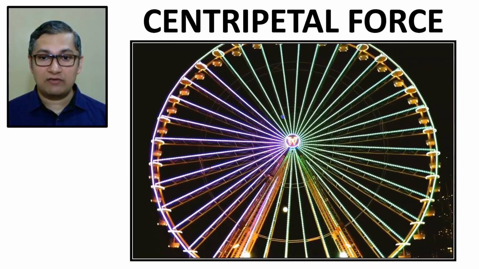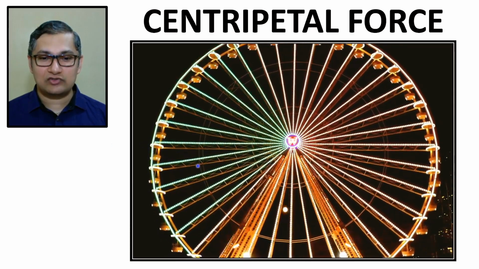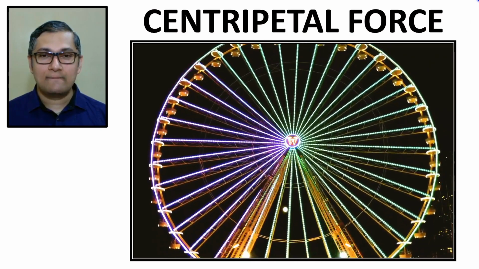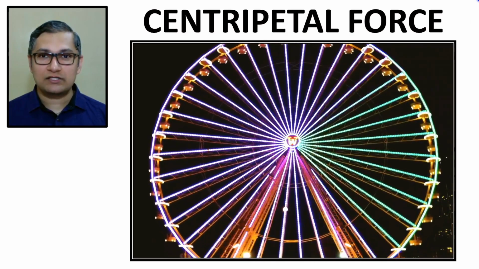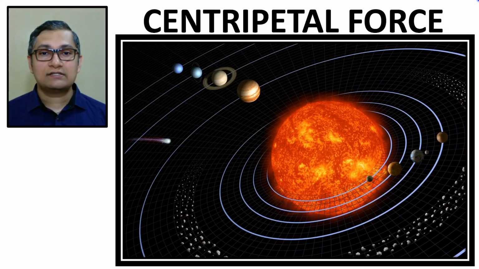Every seat you see has a connection. These lights are there just for show, but the idea here is, at least using these lights, you can understand there is a connection with the center. The exact same thing is happening for all the planets going around the sun, or if you talk about the satellites going around Earth, right?